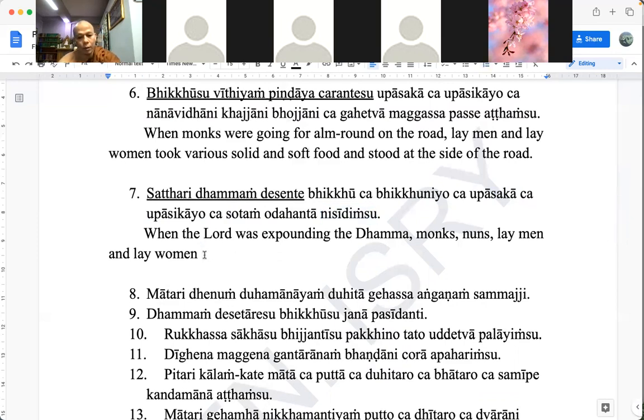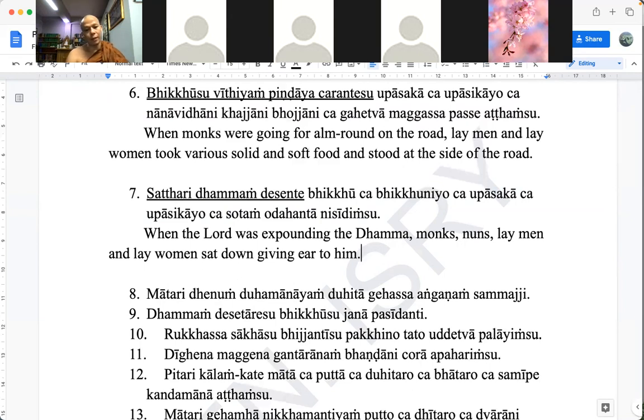Nisidimsu, so sat down. And then odahanta, that is the present participle of odahati. So gives ear to. Odahanta is the present participle, and it should be translated as given ear to. So to him, or maybe to the Buddha or to the Lord, giving ear to him. So sat down, giving ear to him.